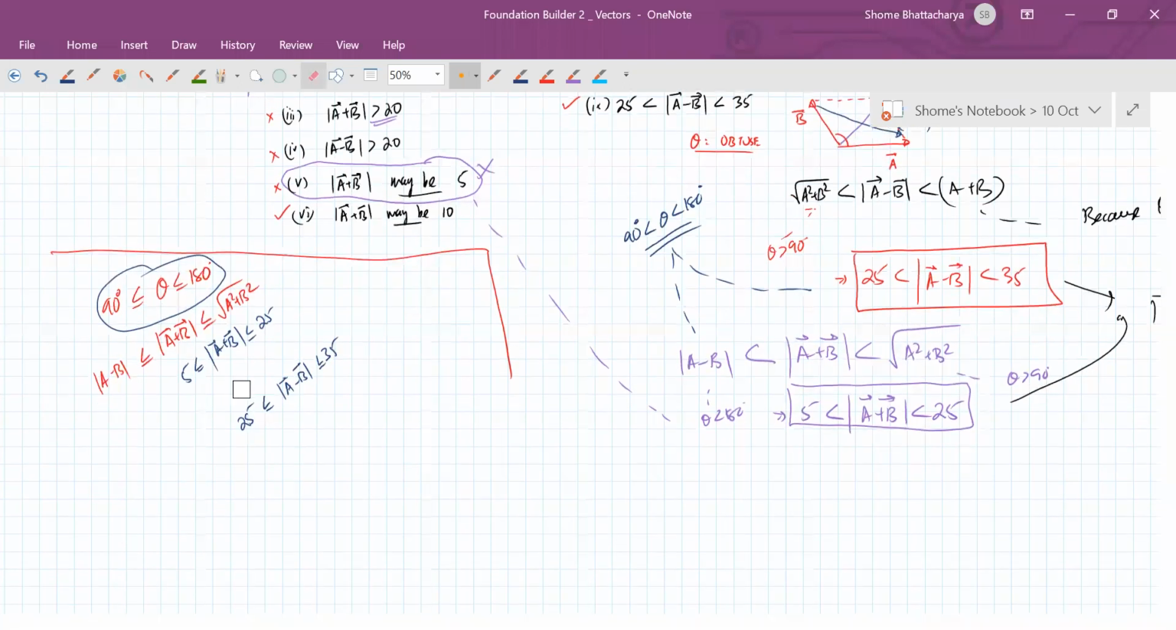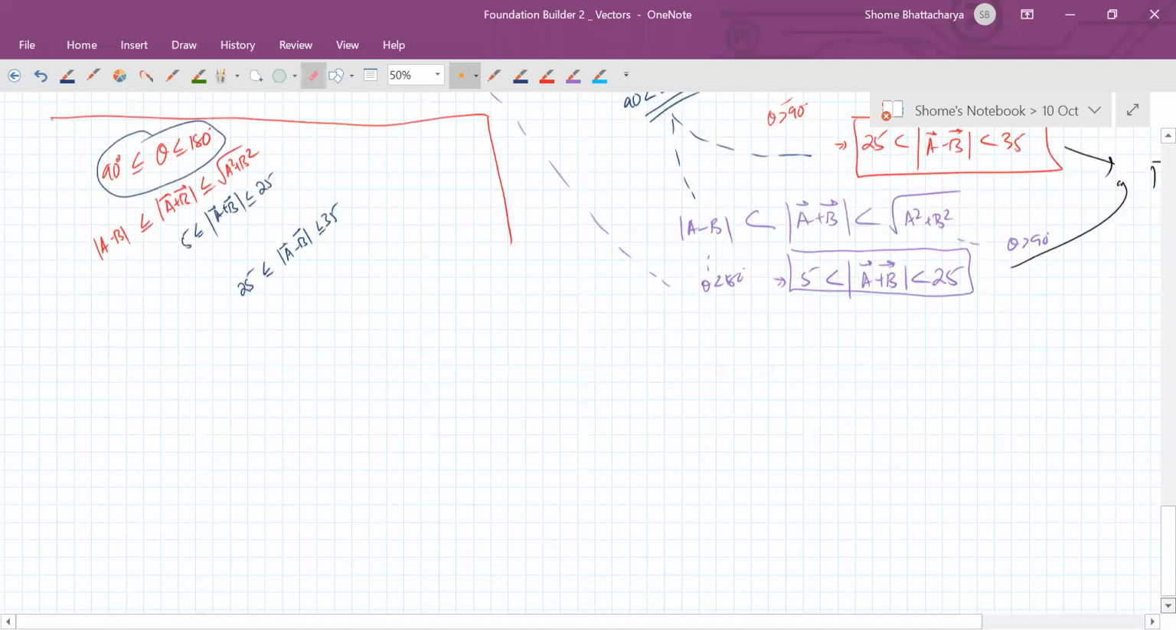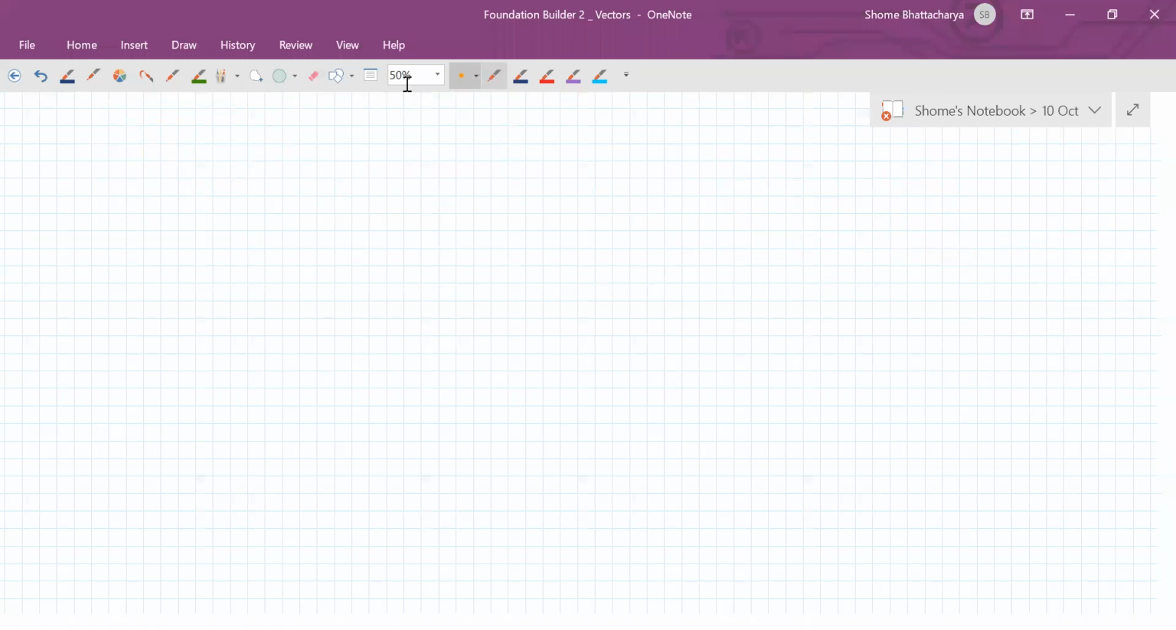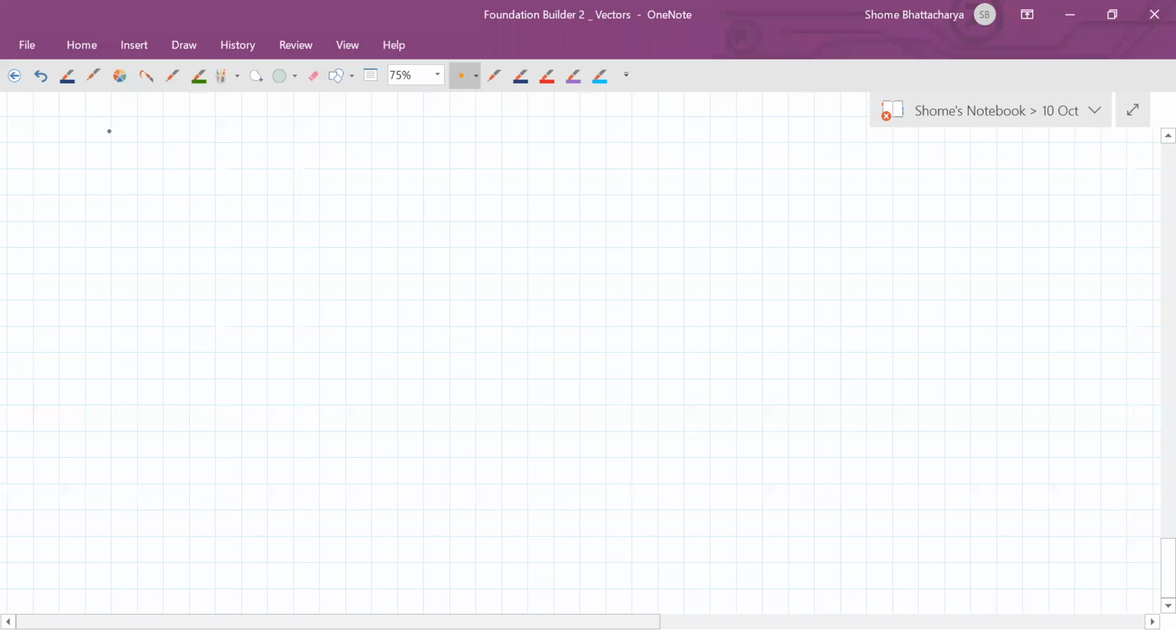Okay, anyhow, so moving on. Now we'll see some more special cases of the parallelogram law.